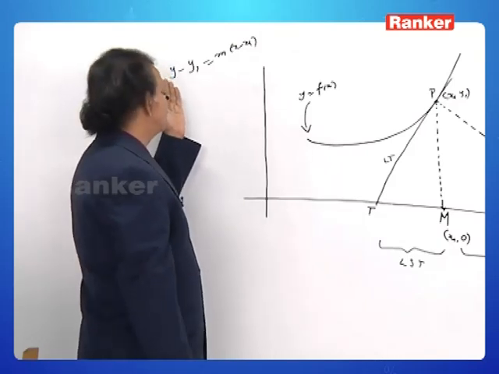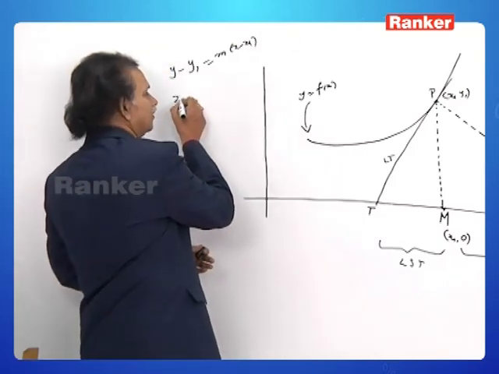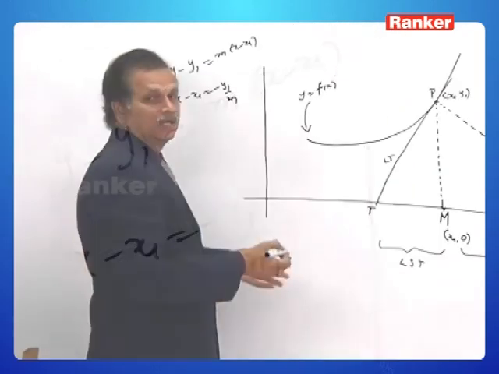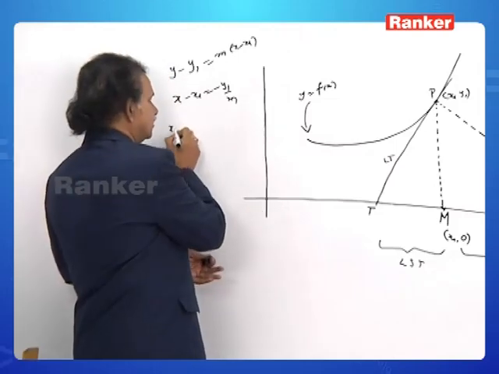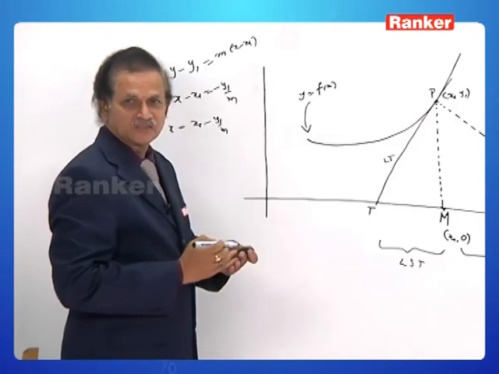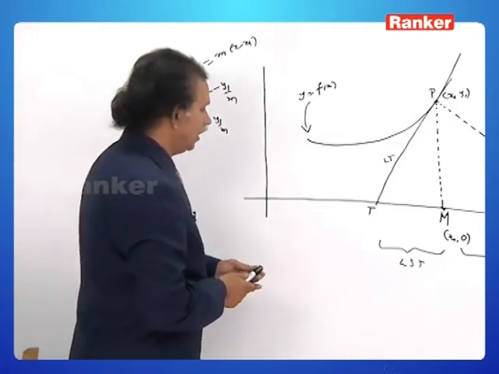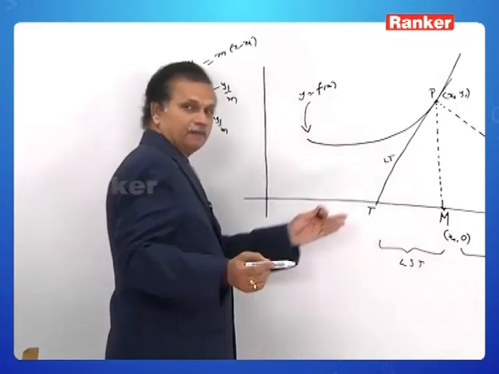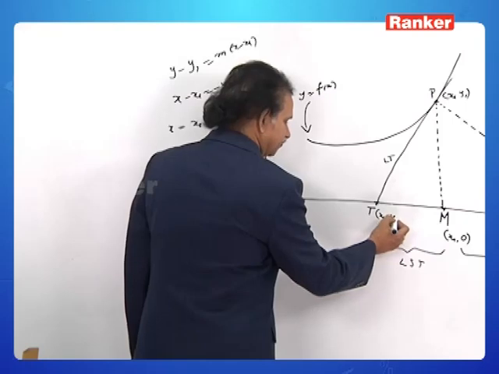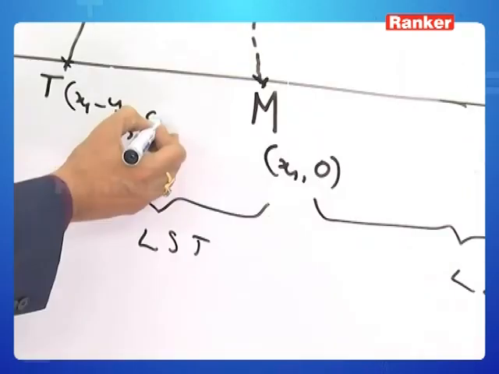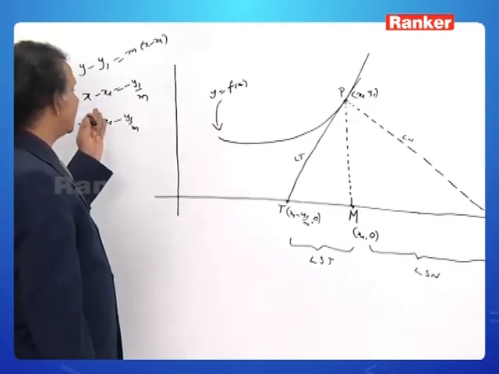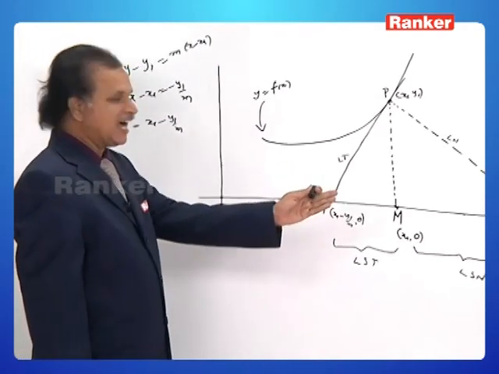If you put y is equal to 0, x minus x1 is equal to minus y1 by m, isn't it? Or x is equal to x1 minus y1 by m. Therefore, the point T is x1 minus y1 by m, comma 0. Exactly in this way, can we obtain N?